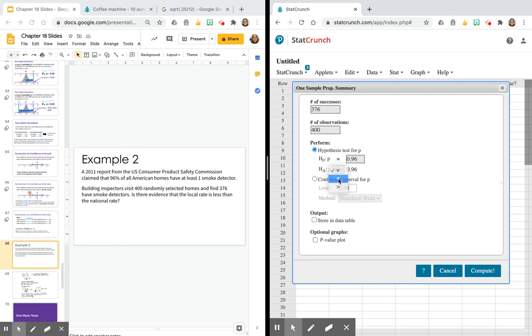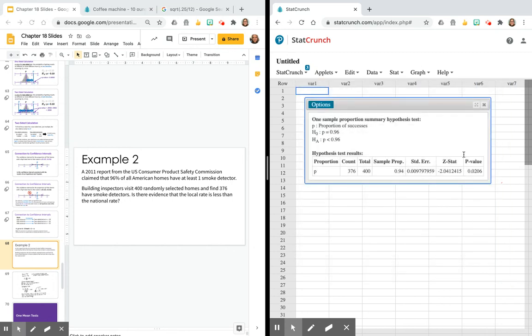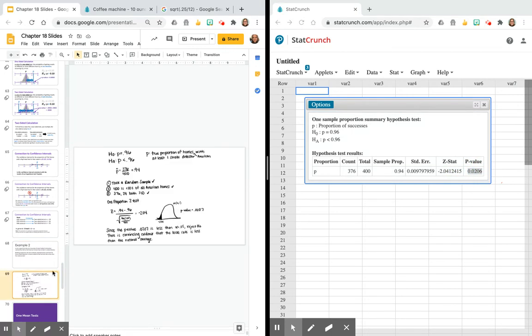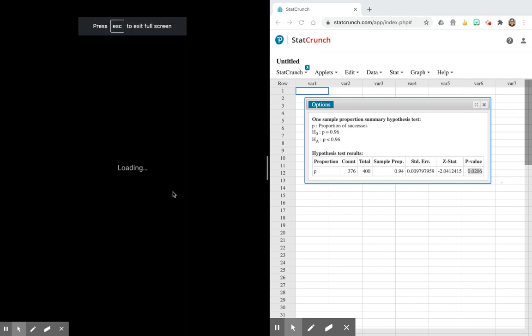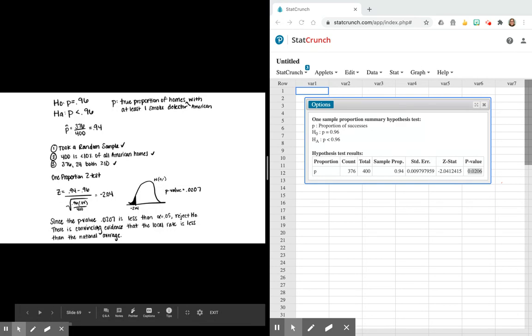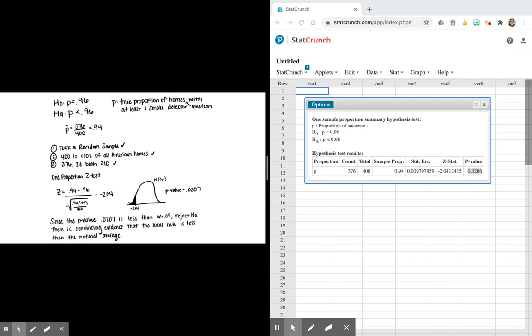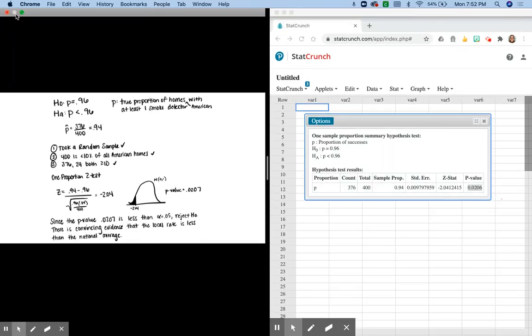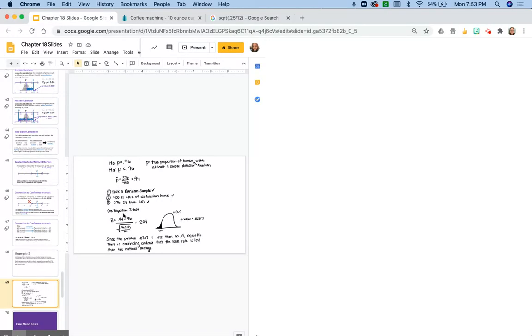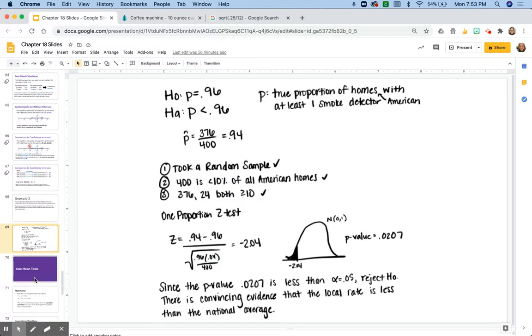So I'm going to change this to less than. And if I click compute, this gives me my test statistic and my p-value. Remember, decisions are based off the p-value. So for this, I wrote out the answer here. Since the p-value is 0.0207, and that's less than 0.05, we reject the null. There is convincing evidence that the local rate is less than the national average. So for this one, since it's small enough, we reject the null.